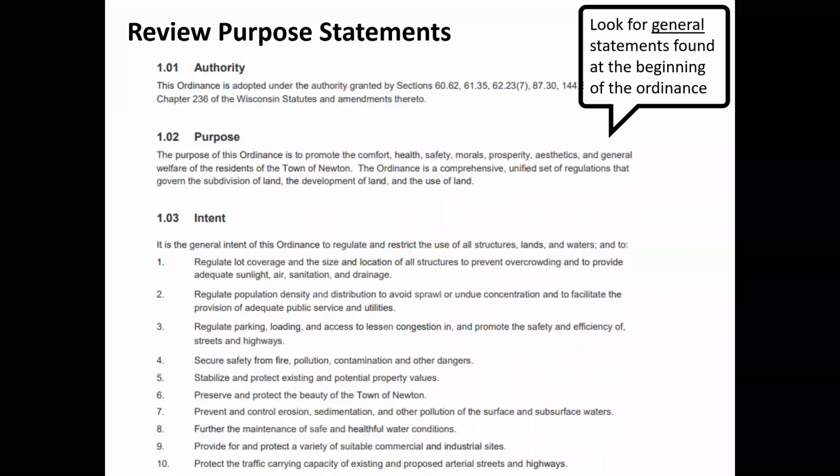There's typically at least three different areas in your ordinance where you might find different purpose statements. The most common is right at the beginning of your ordinance. There's oftentimes a general purpose statement saying why you have the ordinance in place. You might see these listed as a purpose statement or an intent statement. So this is an example that I've pulled from the town of Newton.